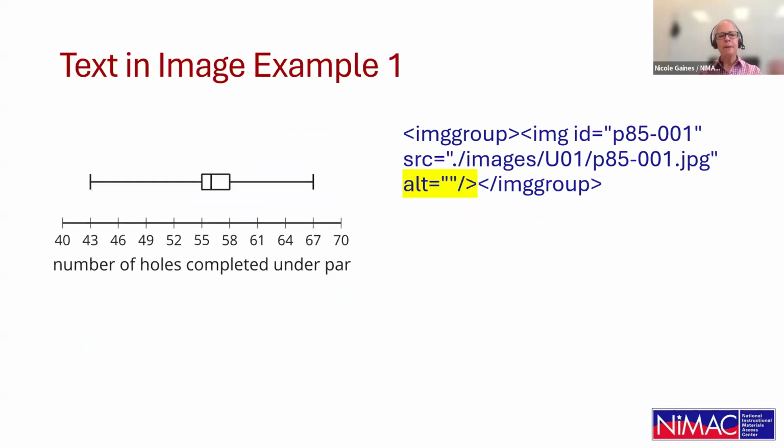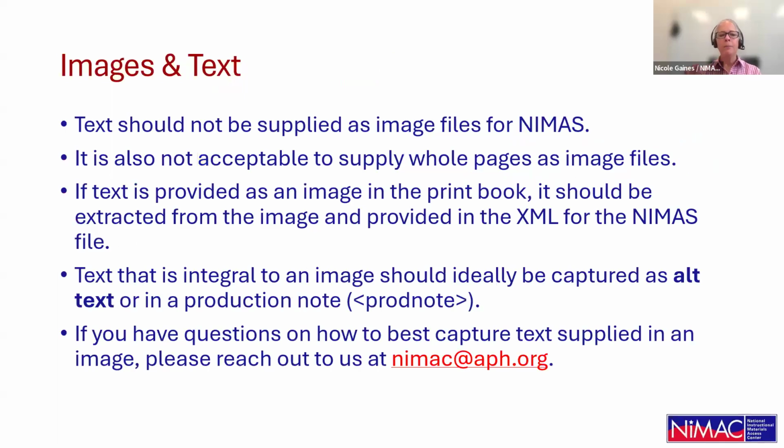Sorry, Liz, can we jump back just real quickly to that prior one? Just before we move on to the examples, basically text that is integral to an image or is something that has standalone value as text should be captured either as alt text or, if it's more extensive, in a production note. And we'll have an example of that in a moment.